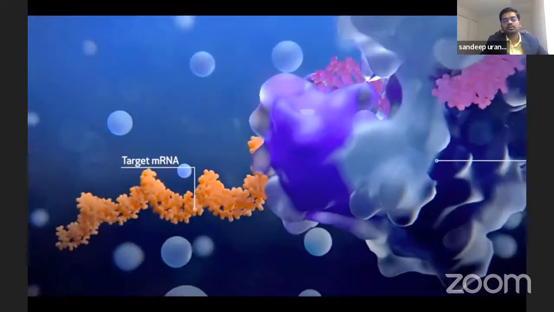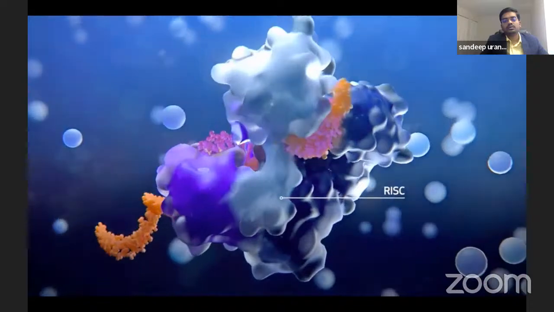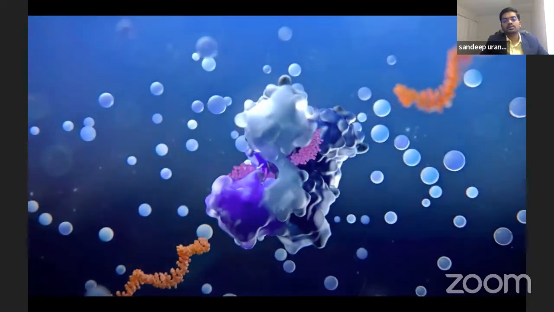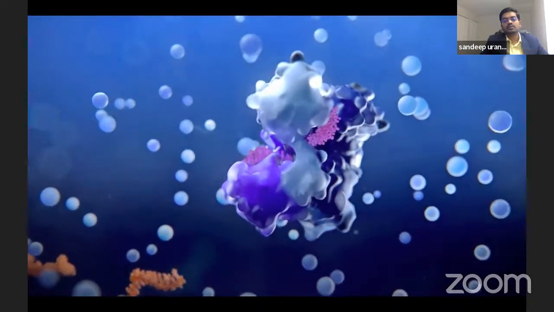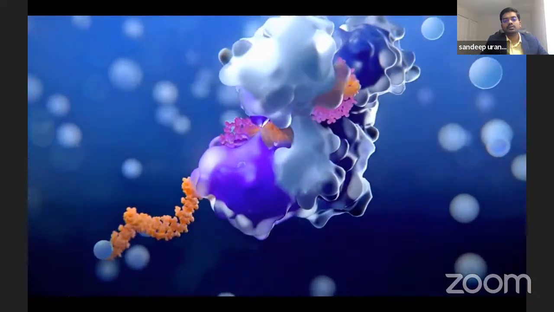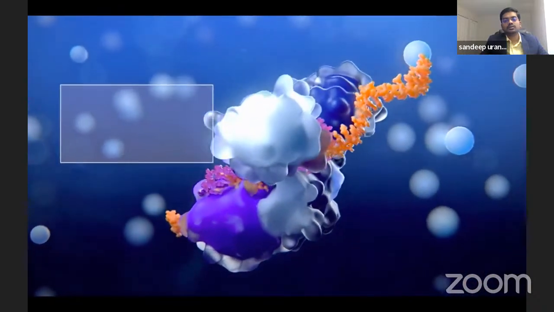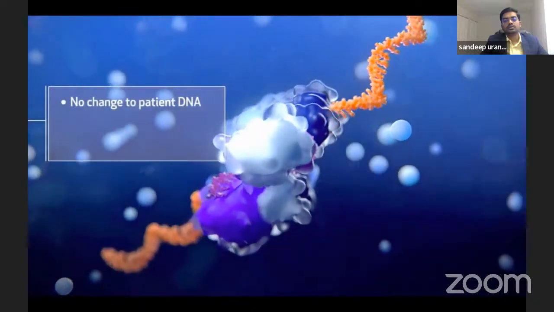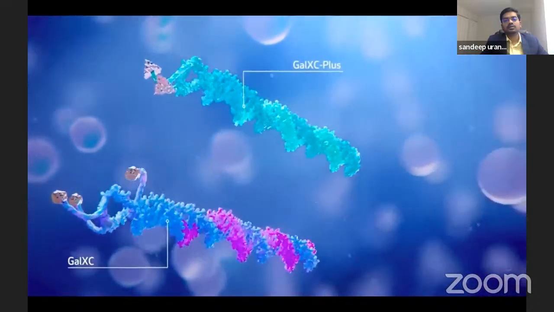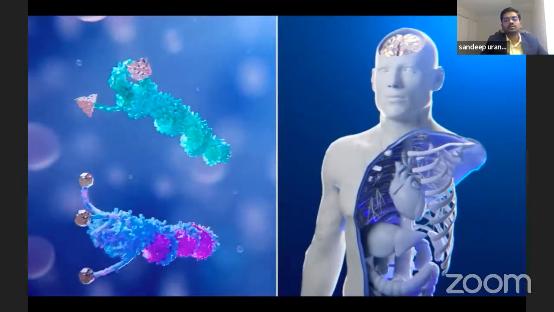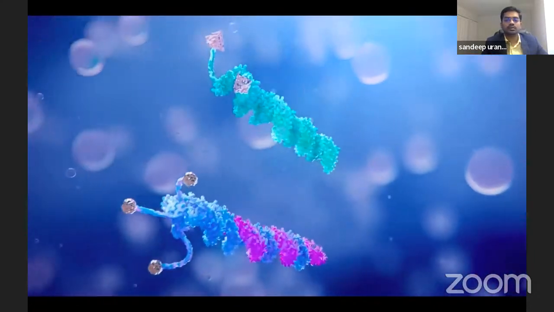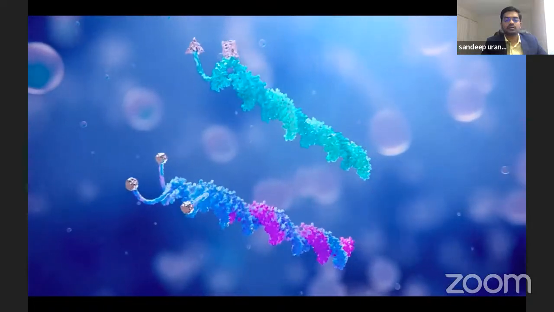Using the guide strand as a template, RISC finds its complementary mRNA and cleaves it, interfering with the production of that disease-causing protein. Because Galaxy molecules are optimized with chemical modifications to increase stability, one Galaxy molecule can help cleave multiple target mRNAs without altering the patient's DNA. Galaxy platform therapies do not alter a patient's DNA and have no permanent therapeutic effect. Galaxy Plus builds on the features of our Galaxy technology, targeting non-liver cell and tissue types to extend the promise of RNAi to a wide range of additional therapeutic areas, with the potential to provide safe, life-changing therapies to patients.